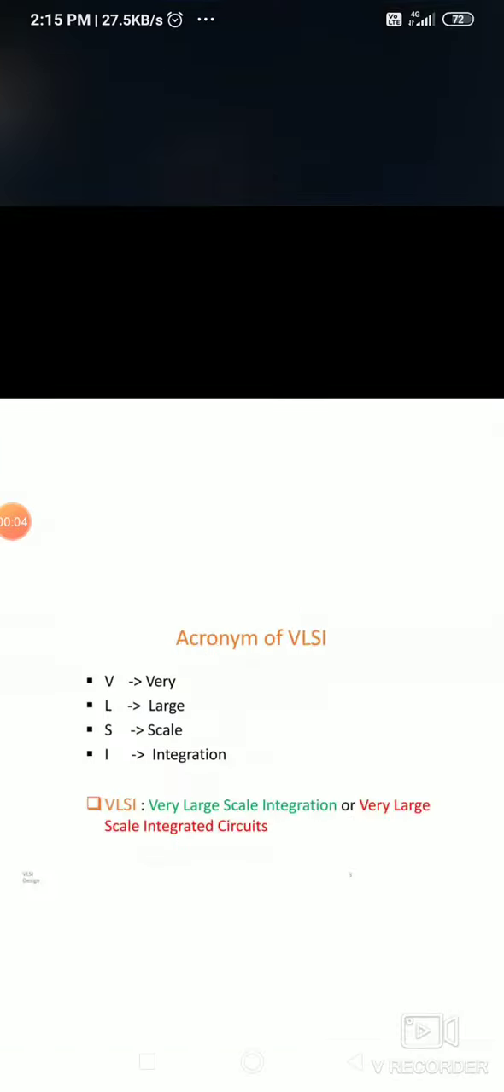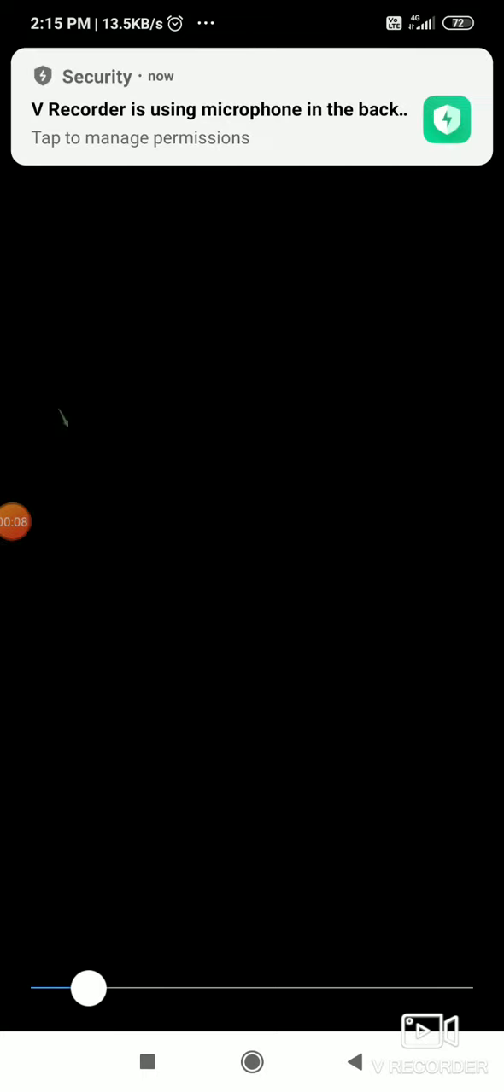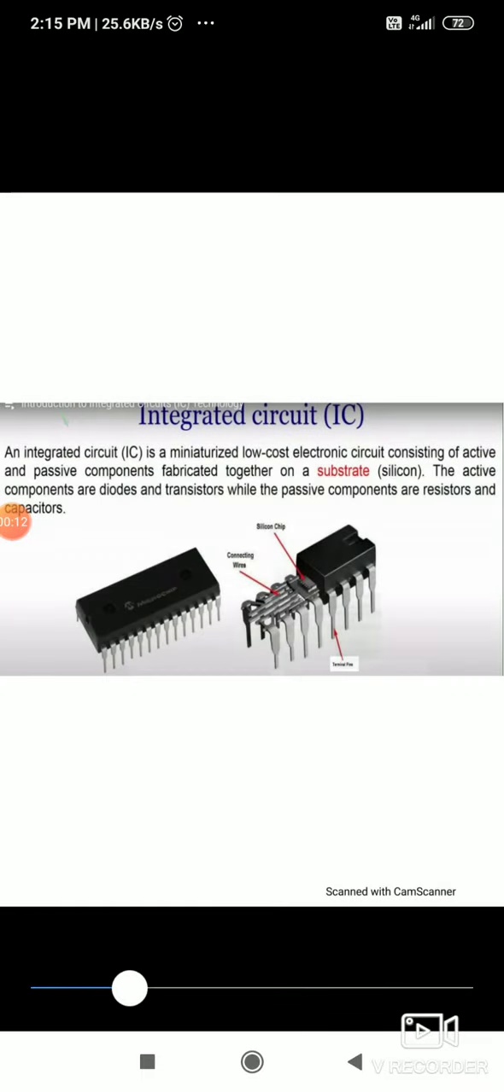Very large scale integrated circuits, or very large scale integration. We have seen the evolution. Next, what is an IC?